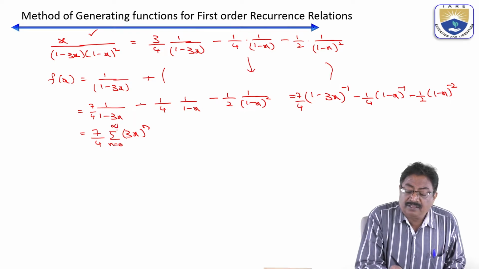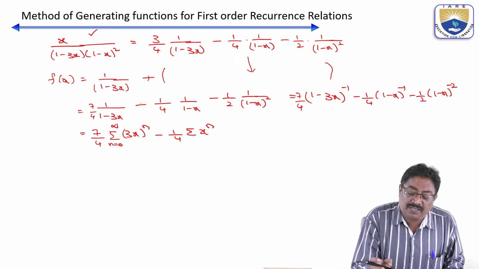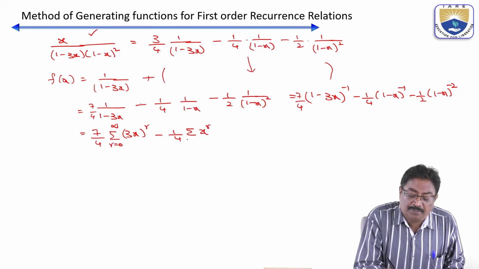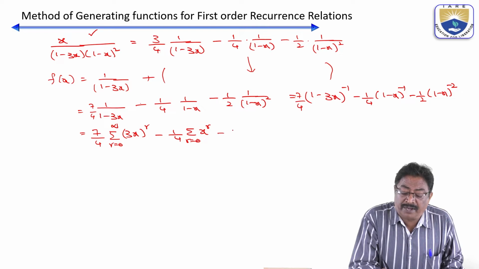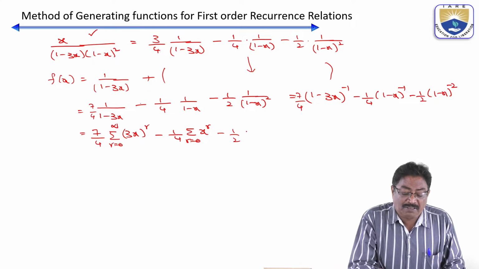Then minus 1 by 4, this is the summation of x to the power of n, and of course I am taking it as x to the power of r, so I consider n as r, x to the power of r, r equals 0 to infinity. Then minus 1 by 2, then the next one is n plus 1, which I am going to write with r equals 0.